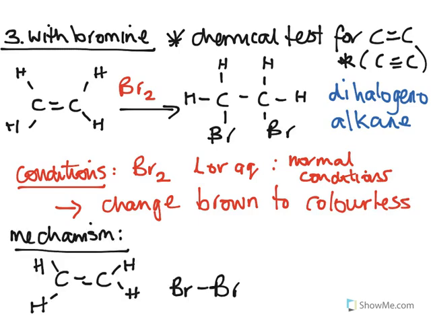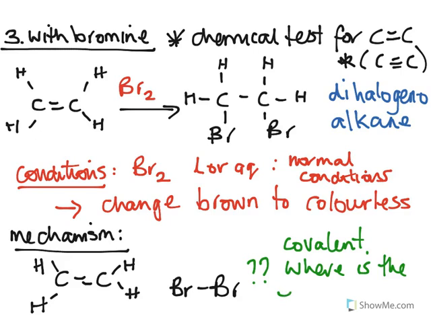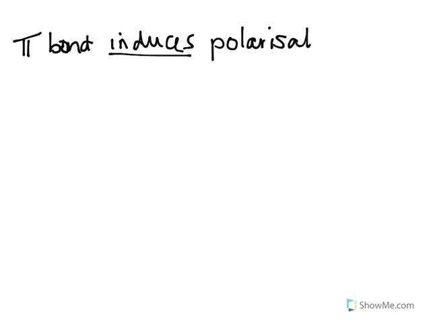Now if we think of the mechanism here, we kind of run into problems, because the bromine-bromine bond is a true covalent bond, it's not polar at all. So we have to ask ourselves, where is the electrophile when we're talking about bromine? It's not obvious. And the answer to this question is that the pi bond induces the polarization in the bromine molecule. In other words, the pi bond creates its own electrophile from the bromine in order to react.